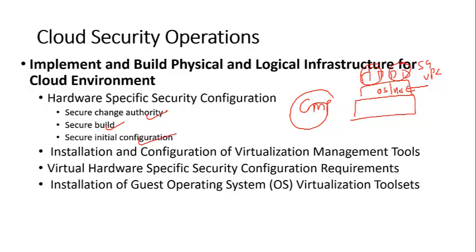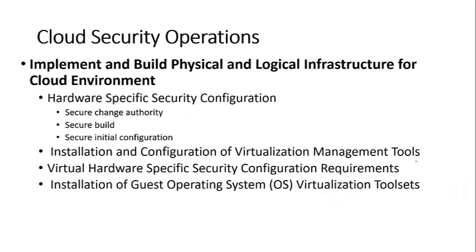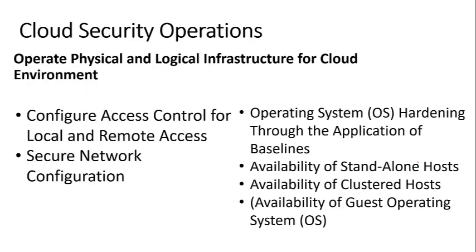Now the second module is called operate physical and logical infrastructure for a cloud environment. Now we have implemented the infrastructure. We implement the OS on the guest level and the host level. Now what next? We need to manage that. So the first part is called configure access control for local and remote access. Now the machine is ready. How to access that? That is the question. We need to define how to access that.